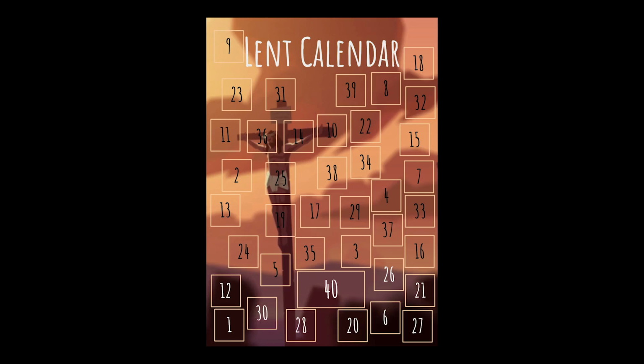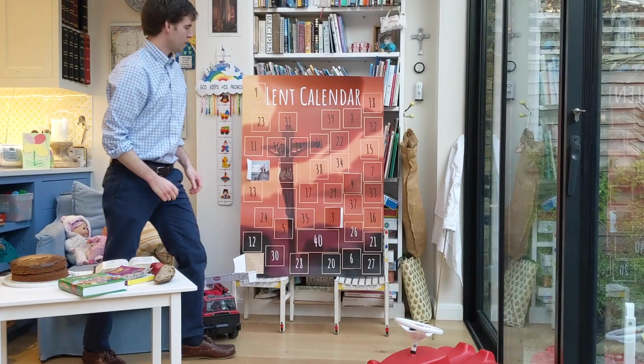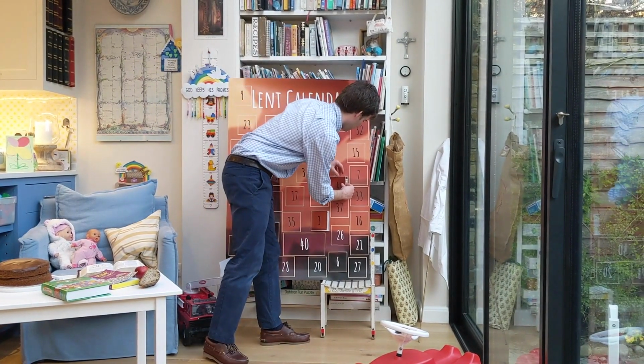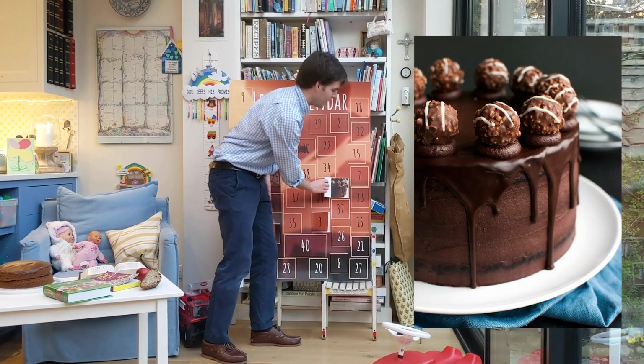Let's find box number 4 and open up and see what we've got. Can you find box number 4? Here we are. What have we got? Ooh, got a chocolate cake.